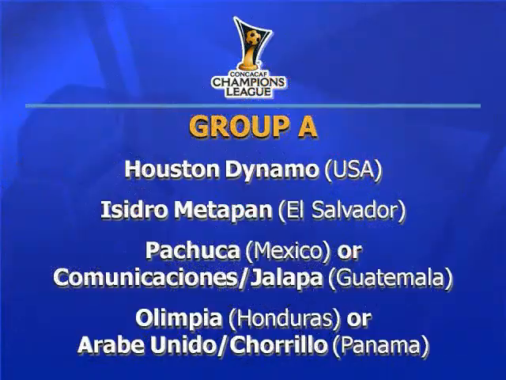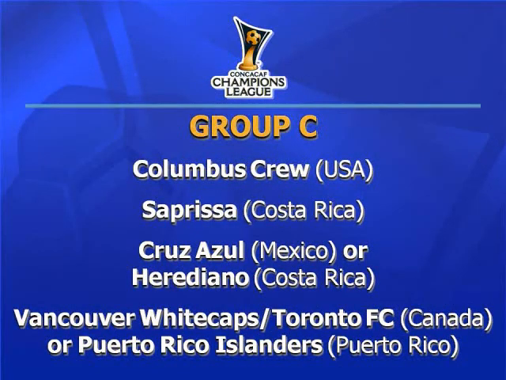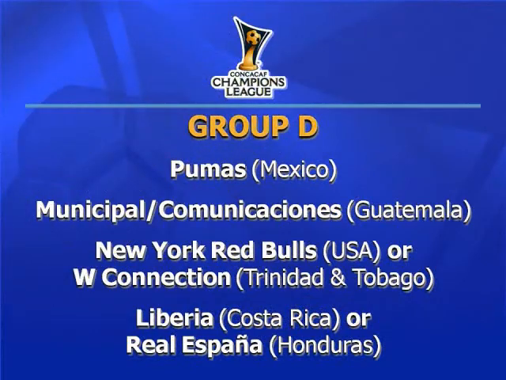There are 4 groups of 4 teams each featuring a seeded team from North America and Central America. In Group A, we have the Houston Dynamo of the USA and Isidro Metapan of El Salvador. In Group B, we have Toluca of Mexico and Marathon of Honduras. In Group C, we have the Columbus Crew of the USA and Saprissa of Costa Rica. And in Group D, we have Pumas of Mexico and either Municipal or Comunicaciones of Guatemala.